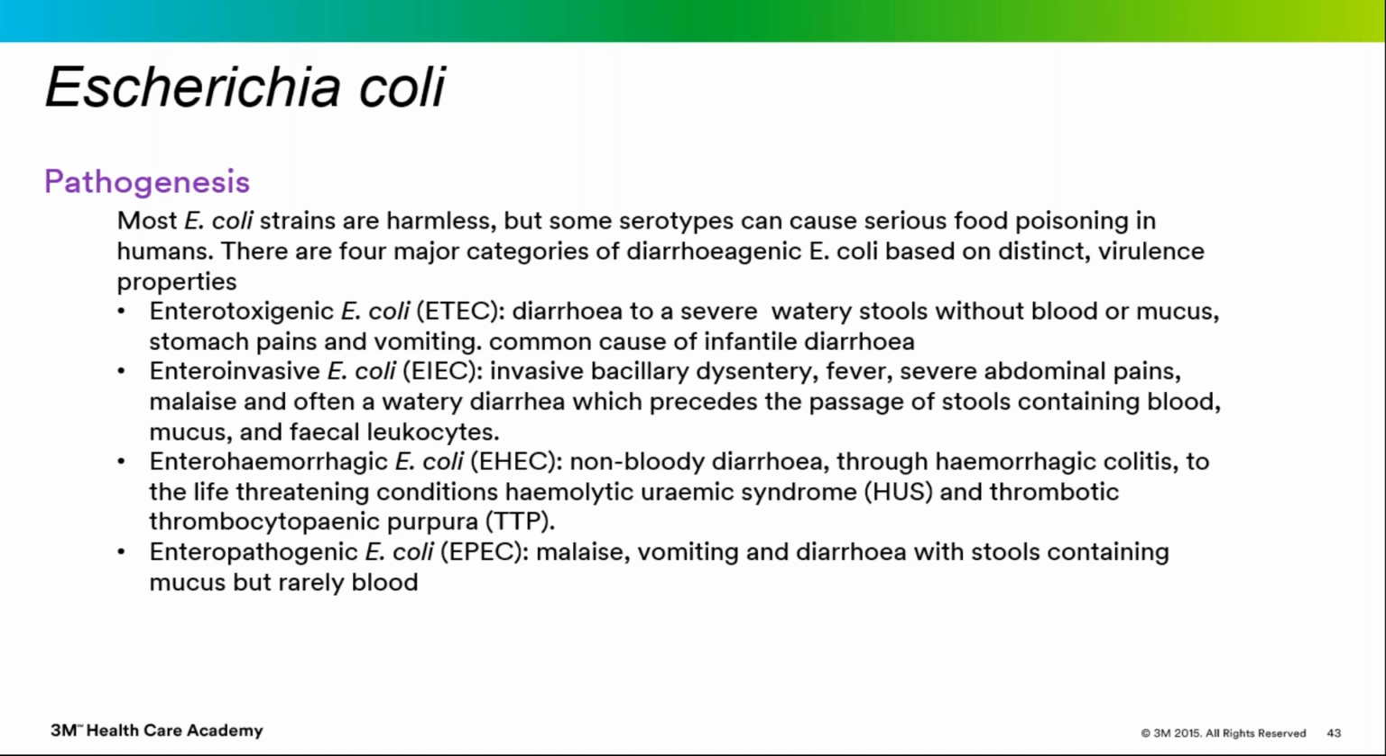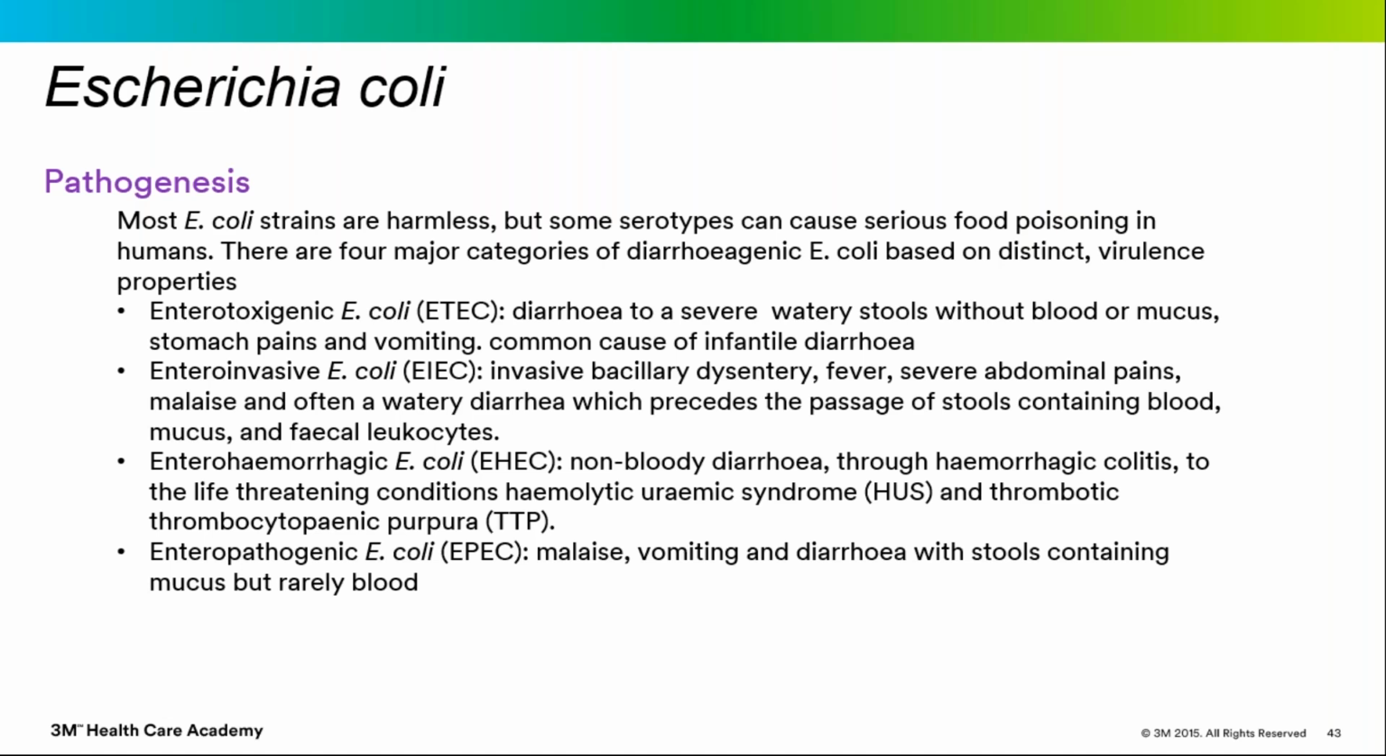So each category or each serotype can cause the following symptoms. For example, for ETEC, severe watery diarrhea without blood or mucus, stomach pains and vomiting are commonly seen. This is also a common cause of infantile diarrhea. In case of EIEC, invasive bacillary dysentery, fever, severe abdominal pains, malaise, and often a watery diarrhea which precedes the passage of stools containing blood, mucus, and fecal leukocytes.